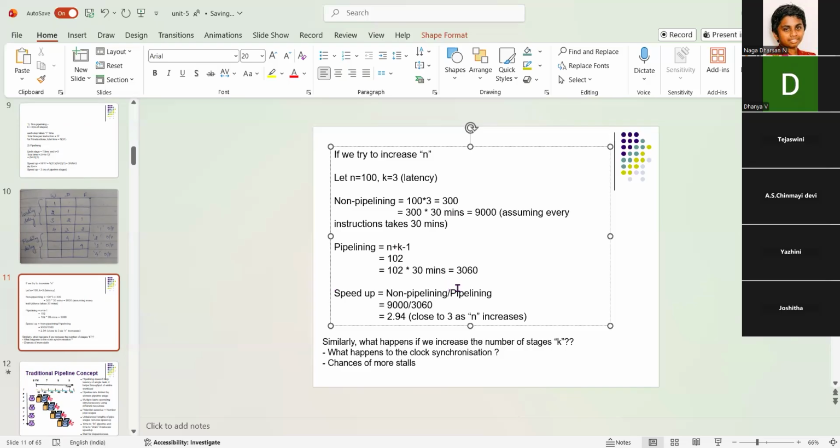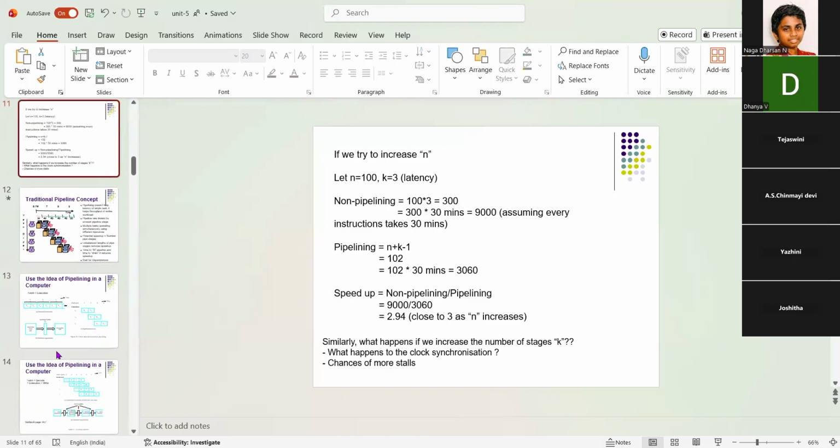So our speedup is always non-pipelining by pipelining. So it's 9000 by 3060, which is 2.94. So we are trying to reach 3 as n increases. Pipelining is essentially more optimized when we increase the number of people or the number of data that we're working on. Okay, similarly, what happens if we increase the number of stages k?